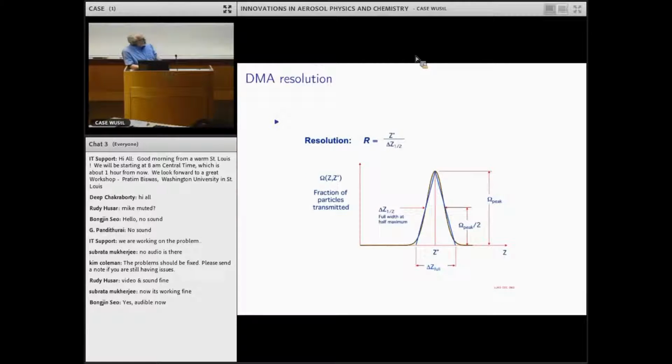The characteristic that we use to describe how good a job these instruments do for sizing is adapted from mass spectrometry and other spectroscopies. It's the resolving power or resolution of the instrument, which we characterize in terms of the mobility. That is, the mobility at which particles are transmitted with the highest efficiency over the full width of half of that maximum transmission efficiency. So we use this as a metric to characterize the DMA.